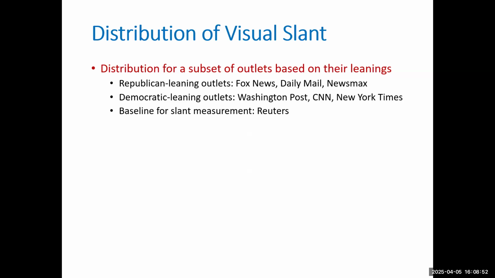For Republican leaning outlets, among the 20 outlets we had, these were Fox News, Daily Mail, and Newsmax. So this is not our measure, this is an external measure. No information about that is used in the model training, so the model is blind to that information. We just want to use it for illustration. These are Democratic leaning outlets: Washington Post, CNN, New York Times, and the baseline, as I said, is Reuters.